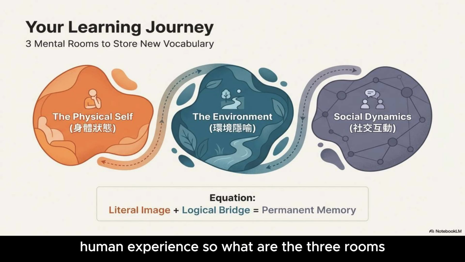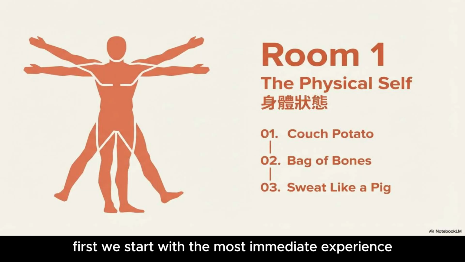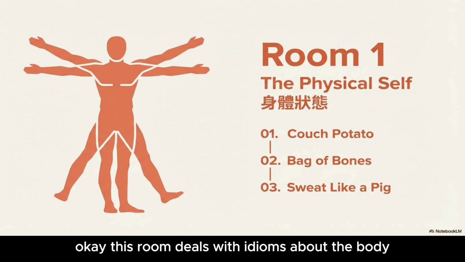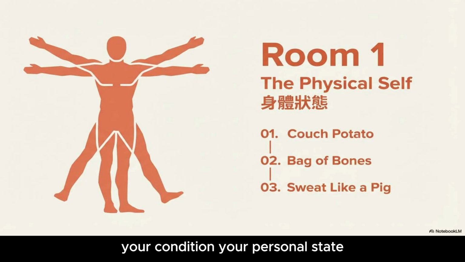So what are the 3 rooms? First, we start with the most immediate experience, room 1, the physical self. Okay. This room deals with idioms about the body, your condition, your personal state. It's all about you, your immediate well-being. Your internal reality. Got it.